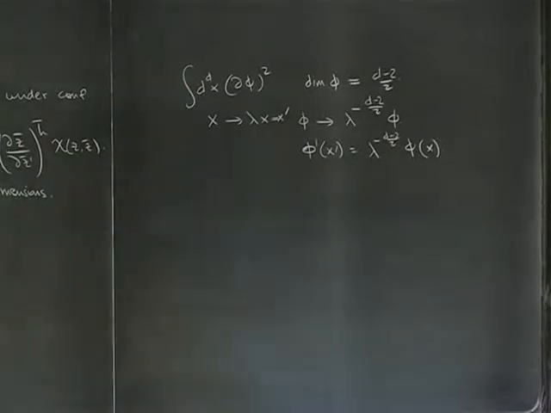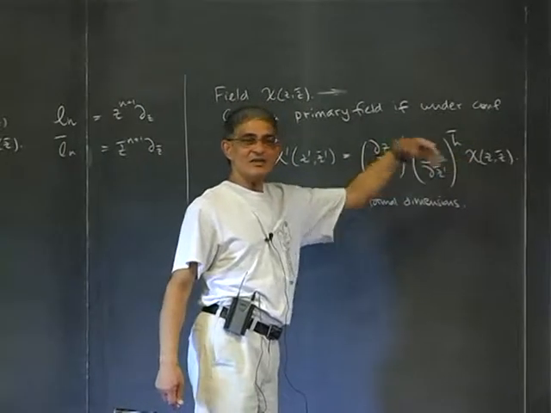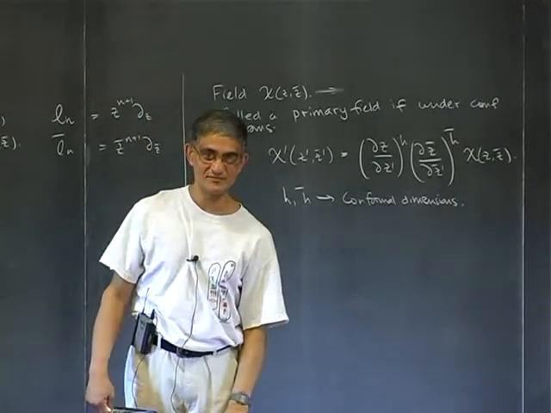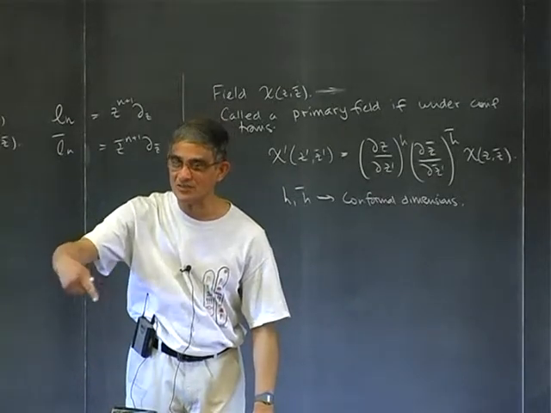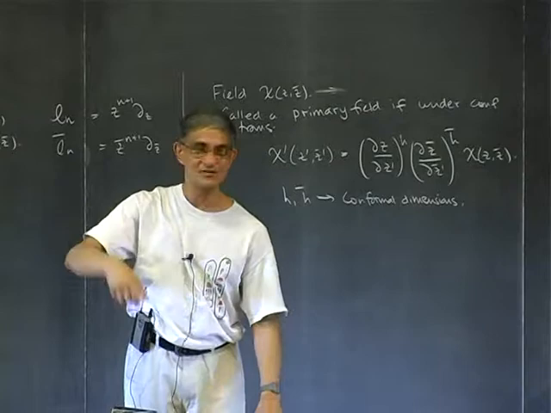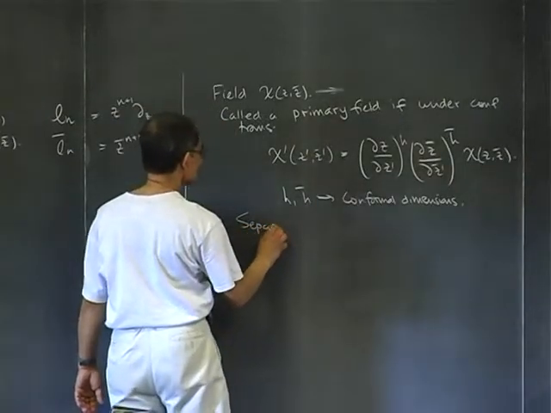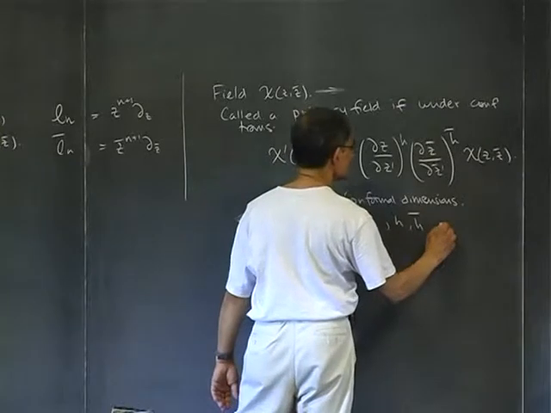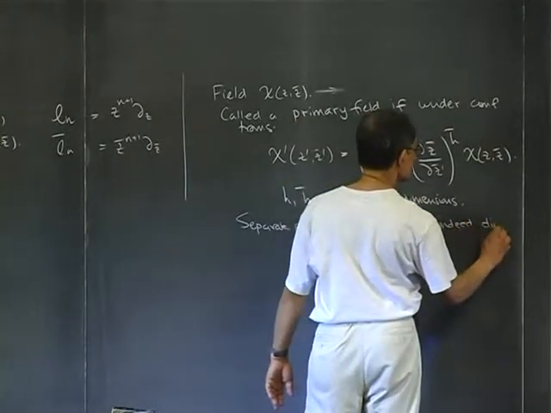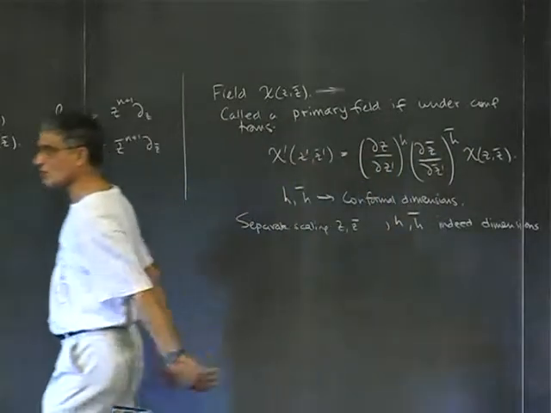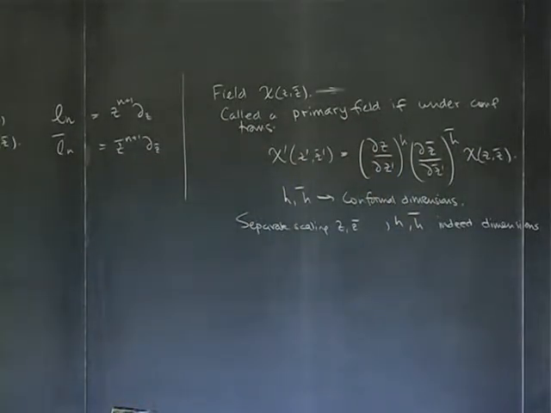But now you can see that h and h bar are exactly the analogues of dimensions under scalings of z and z bar. But a uniform scaling of all the z's and z bars should have the same factor. So, under separate scalings of z and z bar, h and h bar are indeed dimensions. And in a more roundabout way of saying it, if I make a renormalization group transformation on this thing, this is the factor the fields are going to pick up.